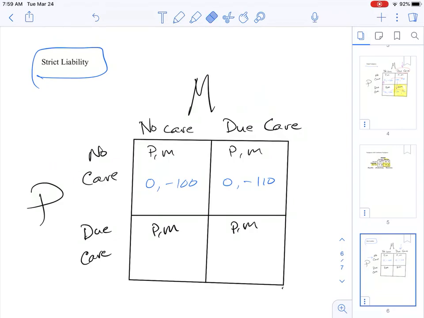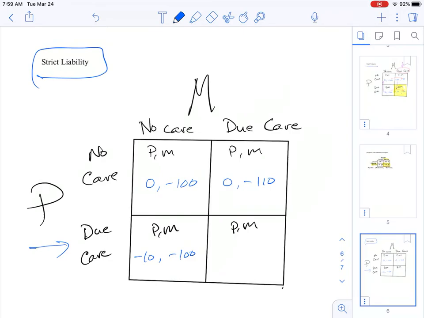Now, what if the pedestrian does exercise due care, but the motorist does not? Well, then the pedestrian is out 10 for exercising due care. The motorist does not exercise due care, so they don't have any costs of taking care. But is there an accident? Yes. There will be an accident. Who's liable for the accident costs? That's the motorist. So they're out 100. So you get minus 10, minus 100.